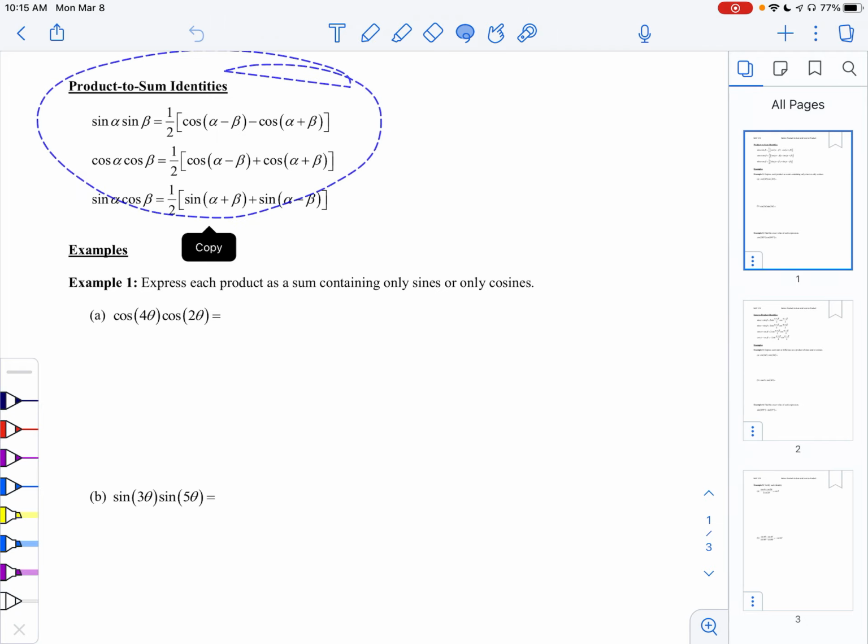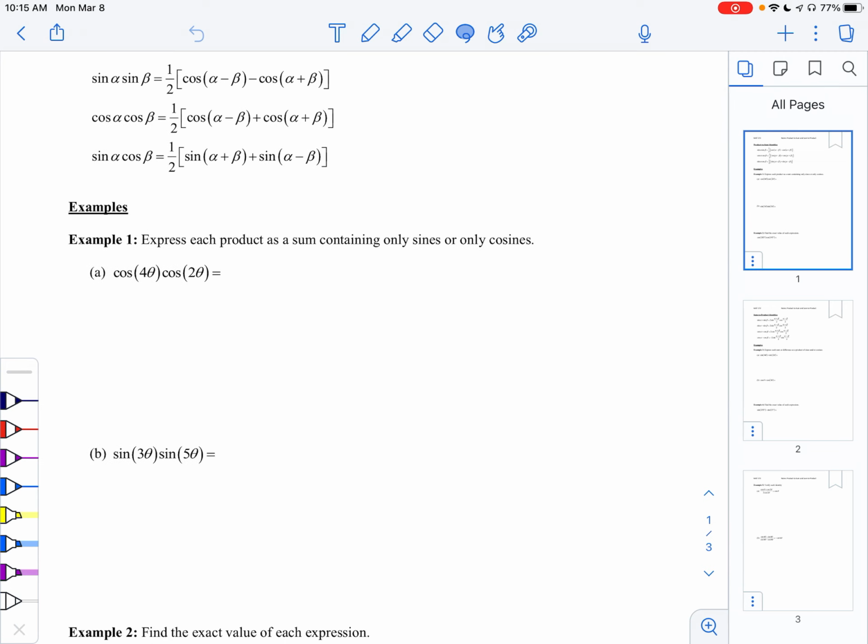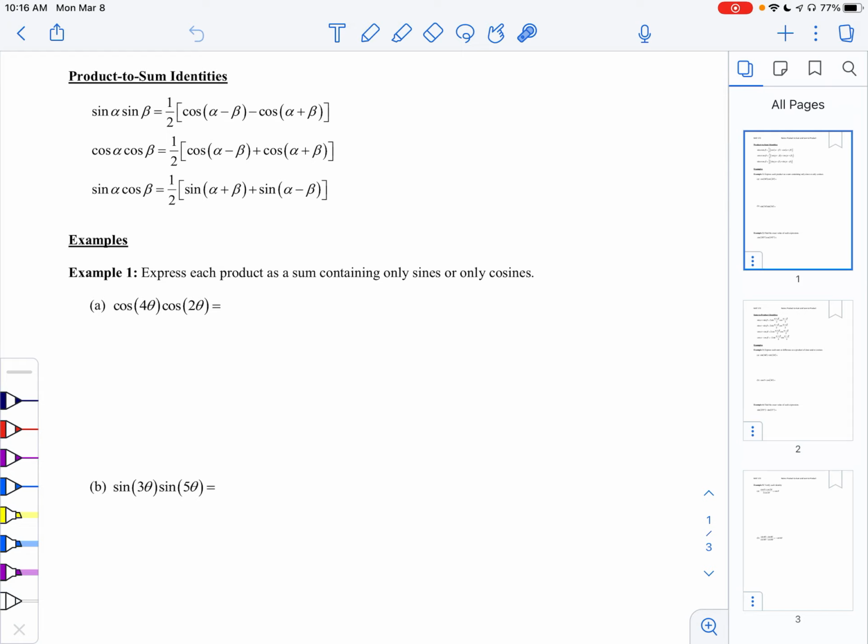All right. And basically what these are going to let us do is take a product of either a sine or a cosine and change it into a sum or a difference of a sine or a cosine. So let's go ahead and take a look at a few examples of how to use these. Once again, these will all be provided for you on the test, so don't worry about having to memorize them.